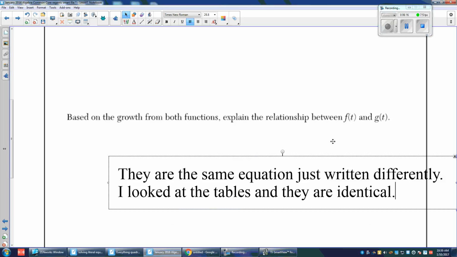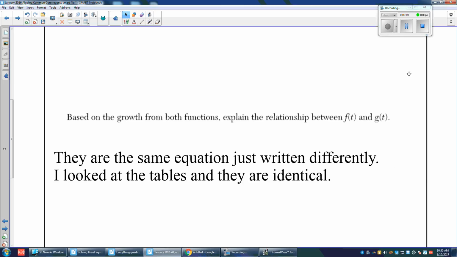So there's a complete explanation after looking at the tables and seeing that they're identical. Let's go on to the next page.